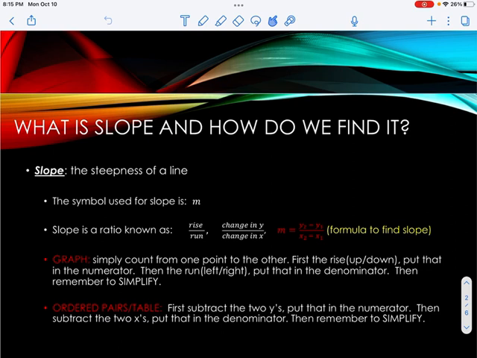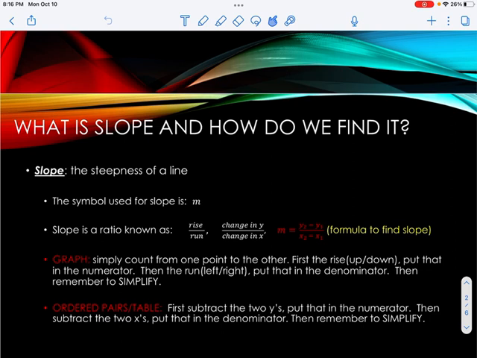Okay, so let's talk about how to do these then. We've got two different situations going on. One of them is if I give you a graph. If you're given a graph, what you simply do is count from one point to the other. First the rise: you count up or down and put that in the numerator. Then you count the run, left or right, put that in the denominator, and then remember to simplify.